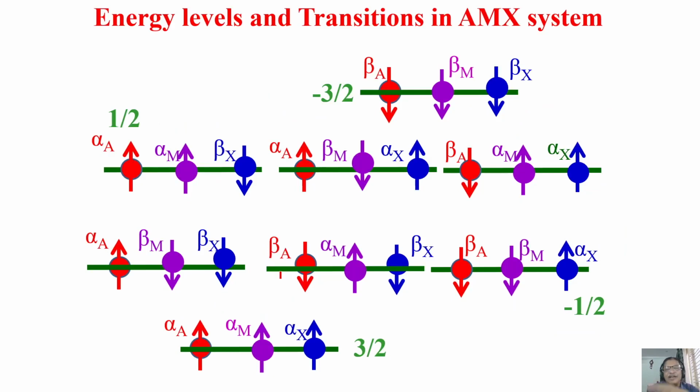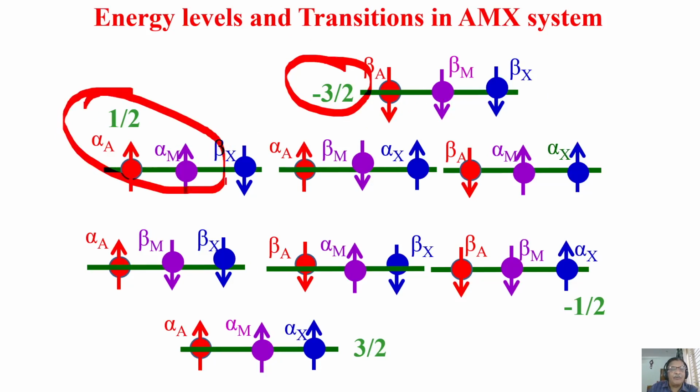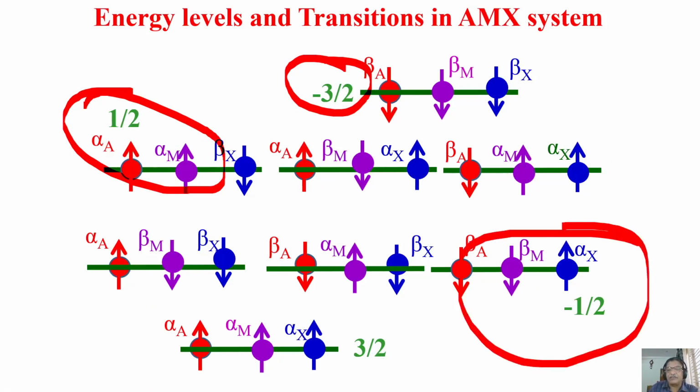Now I am going to write the energy levels and transitions in an AMX spin system in a very simple way. I said minus 3 by 2 state here, which is minus half, minus half, minus half. All the 3 are down. This is plus half. All are 2 up, 1 down. You see, this is minus. Here 2 down, 1 up. So this is a minus half energy state.